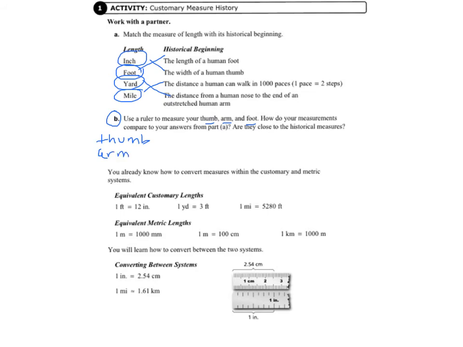and your foot. And when you're measuring your arm, if you can have somebody help you measure from what it describes up here, at the top of the page, where it says from your nose to the end of your outstretched arm. So if you can have somebody help you measure that, that would be great. So those are the 3 measurements that you need to measure, and that will be your assignment for this lesson.